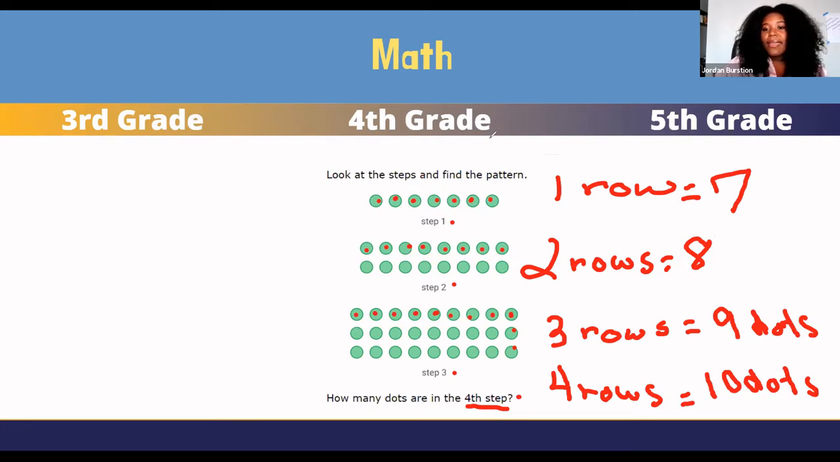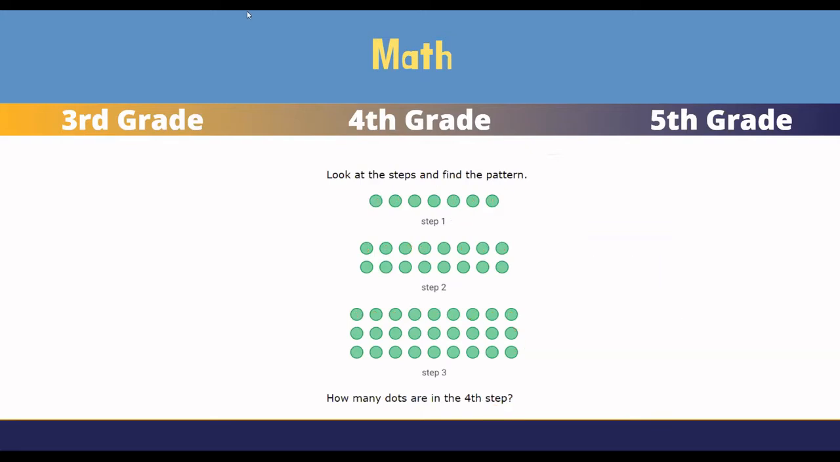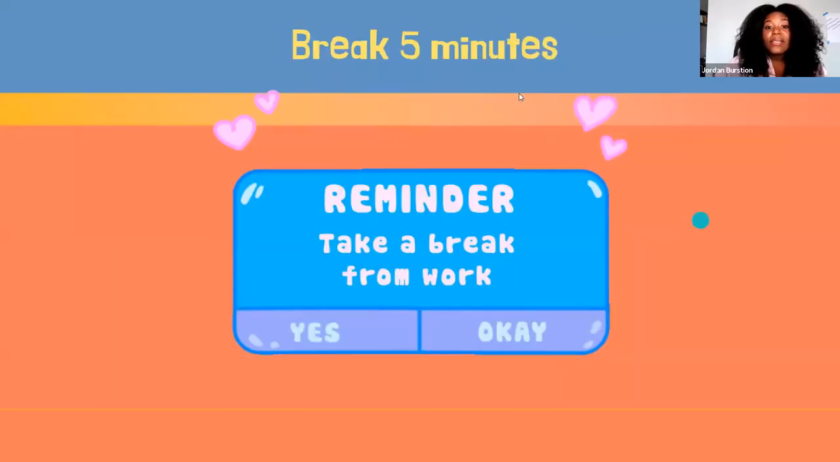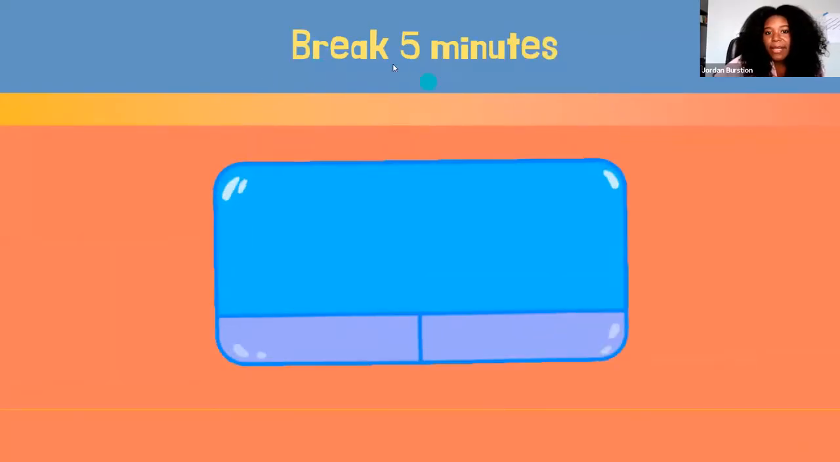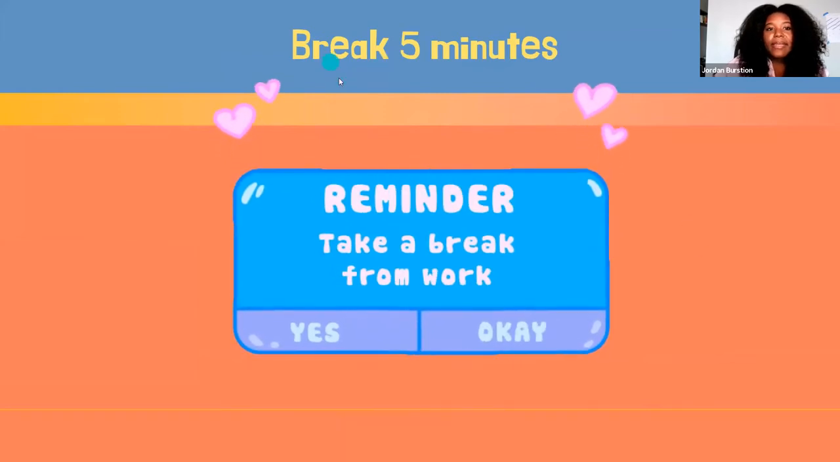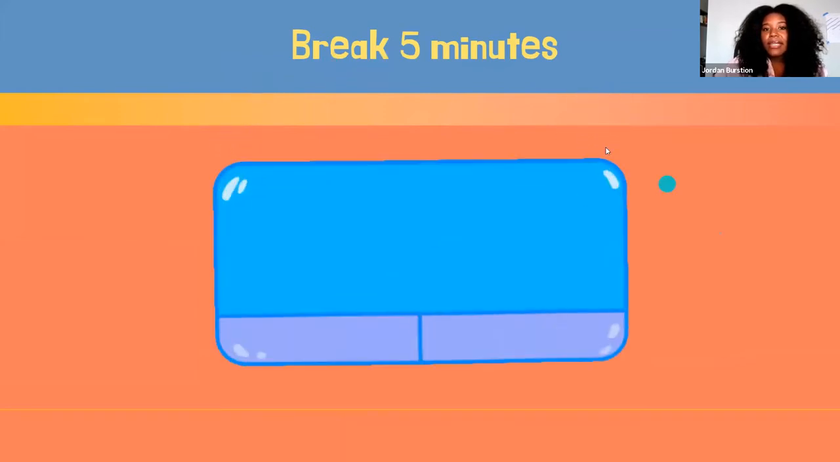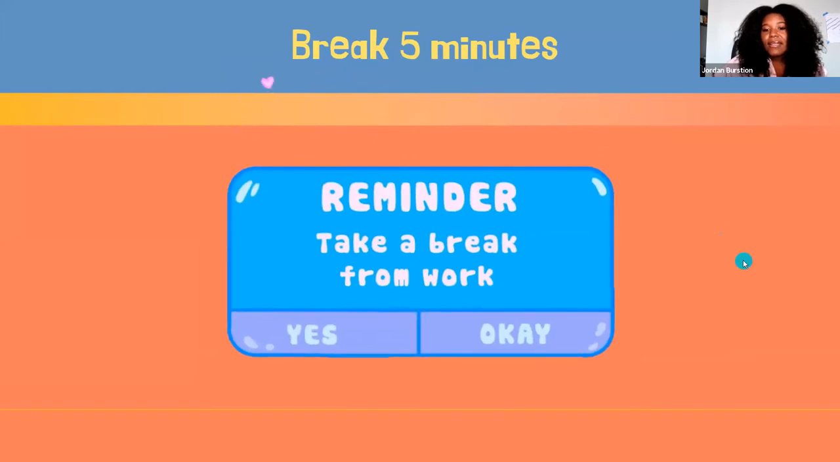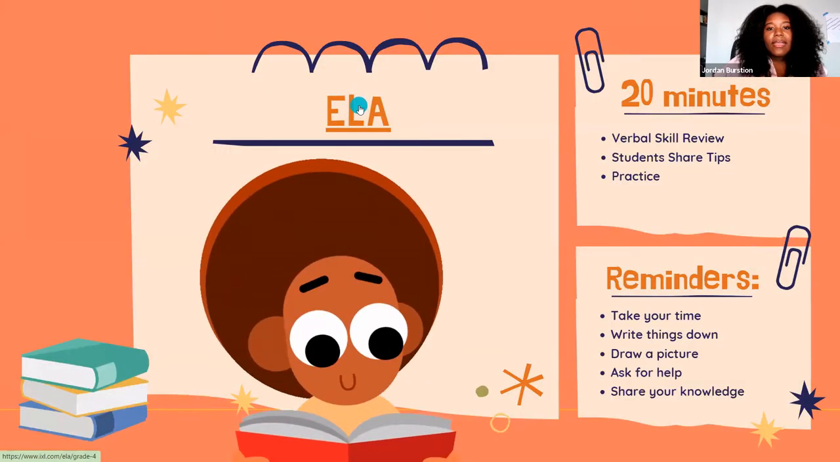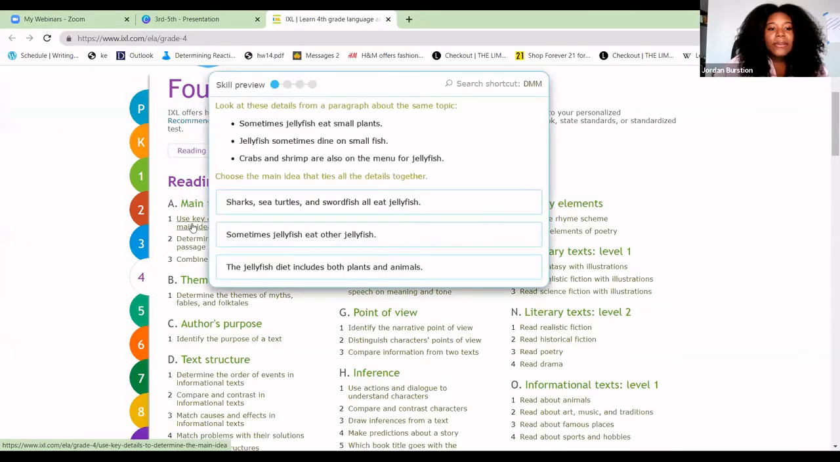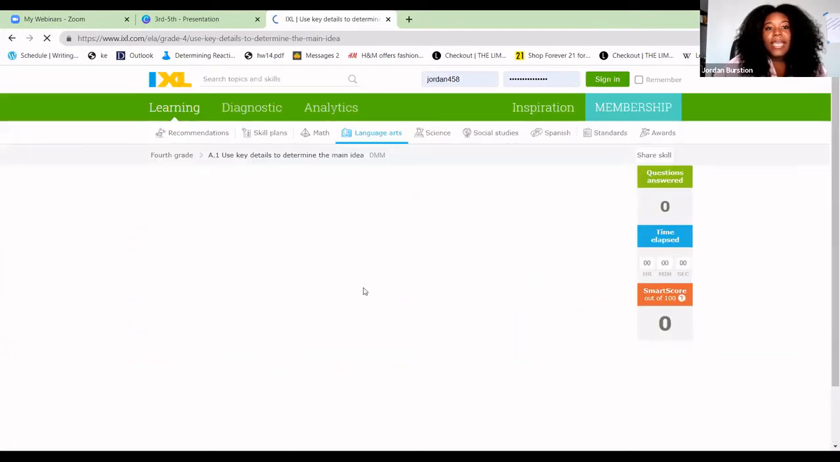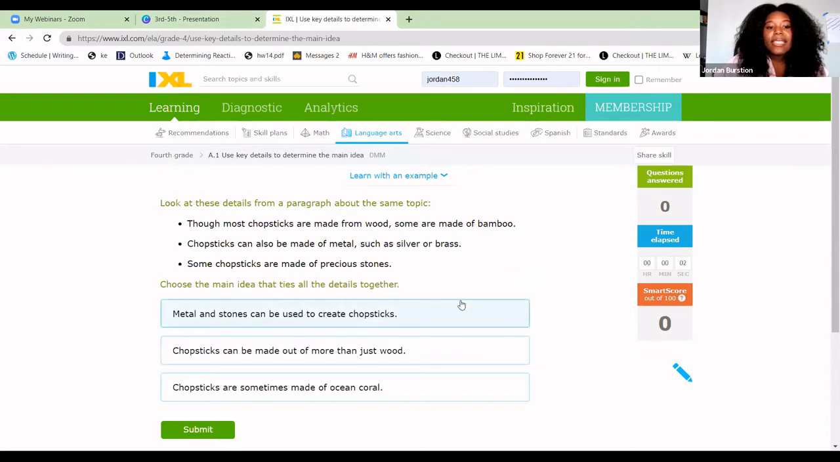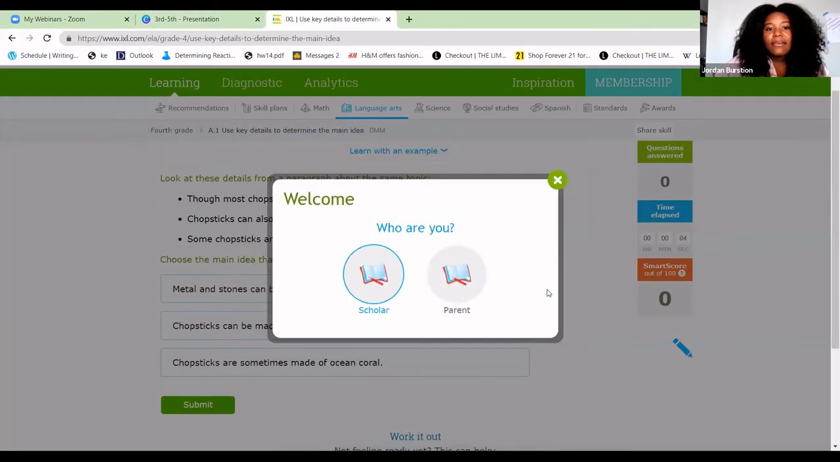I will go ahead and clear off my drawings. And I think we have one more. So this is a time for a 5-minute break. I'll go ahead and skip it and then go straight into the reading portion of today. Let me go ahead and click on this. So we will work on trying to find the main idea based on key details. Let me sign in right here.